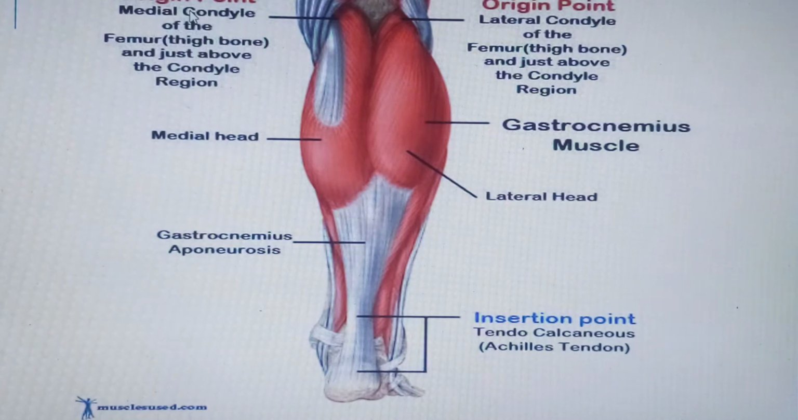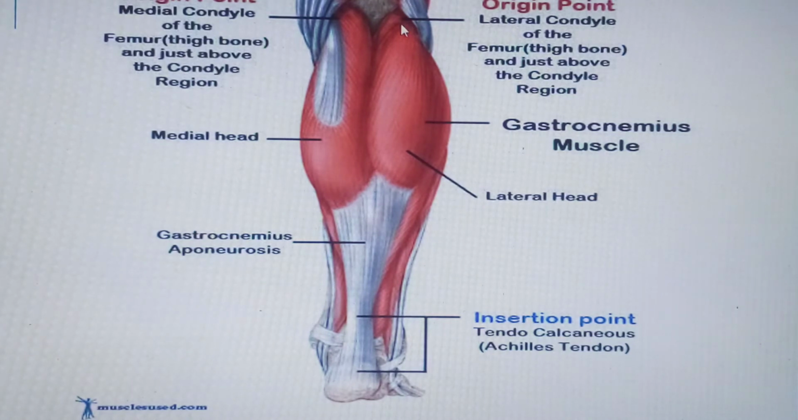The medial head will originate from the medial condyle of the femur, and also just above that condyle area is where it originates. Then the lateral head will originate from the lateral condyle of the femur, as well as just above the lateral condyle area.